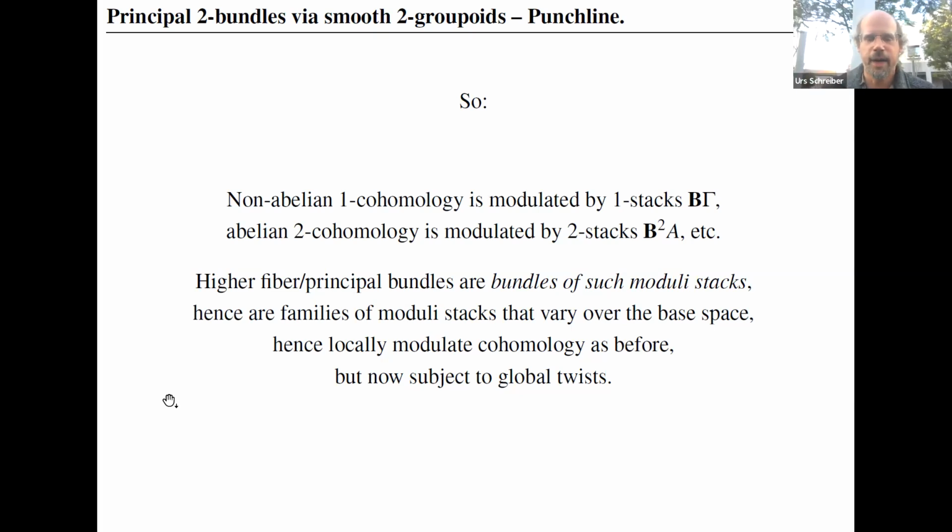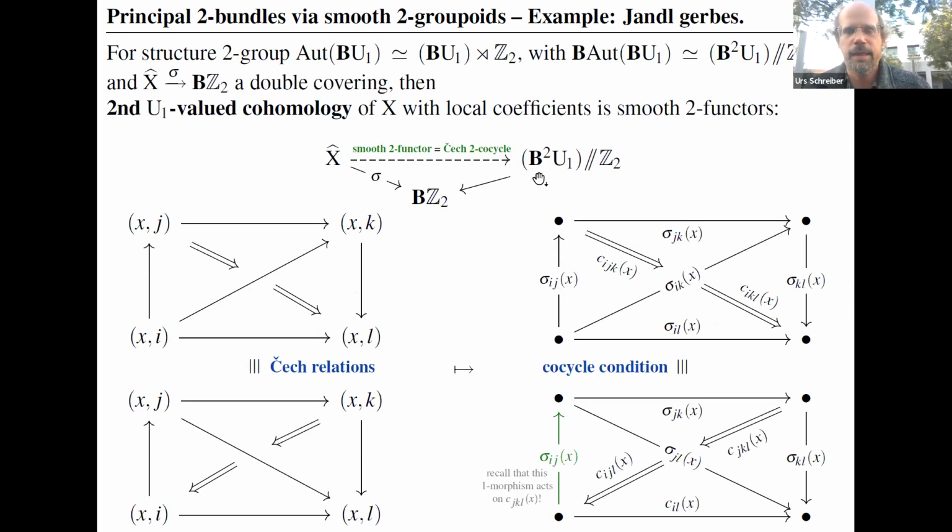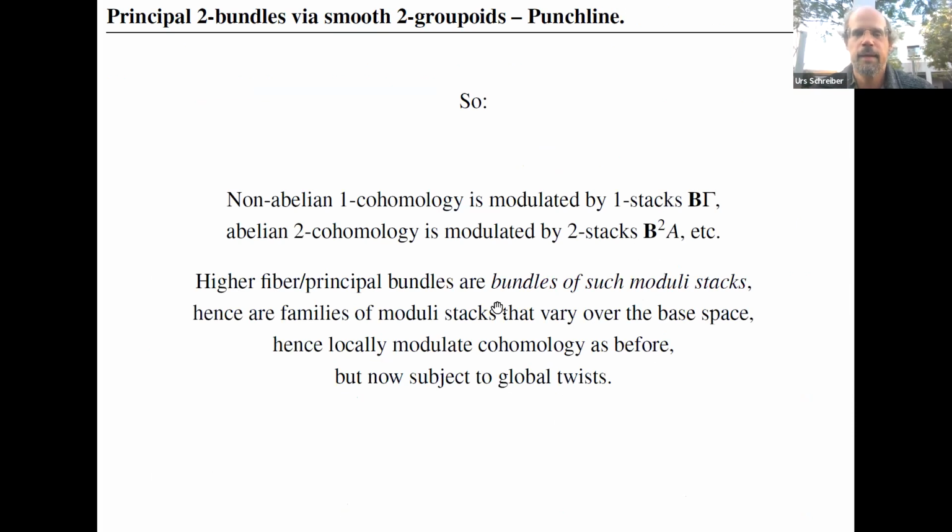Another point is we've also seen that higher fiber or principal bundles are actually bundles of such moduli stacks. Right here, this thing was a bundle over BZ2. This is a bundle of B²U(1). But B²U(1) itself is actually the moduli stack for gerbs. Or in the simpler case here. So these higher bundles are actually families of moduli stacks that vary over the base, and as such, they modulate cohomology that is now subject to global twists. So that's why this twisting comes in. That's the point I was trying to make. A higher bundle is something whose fibers are no longer sets with smooth structure, but higher stacks with smooth structure. But every higher stack is the moduli stack of something. So in this way, higher principal bundles are moduli for some cohomology theory that twists around some base.